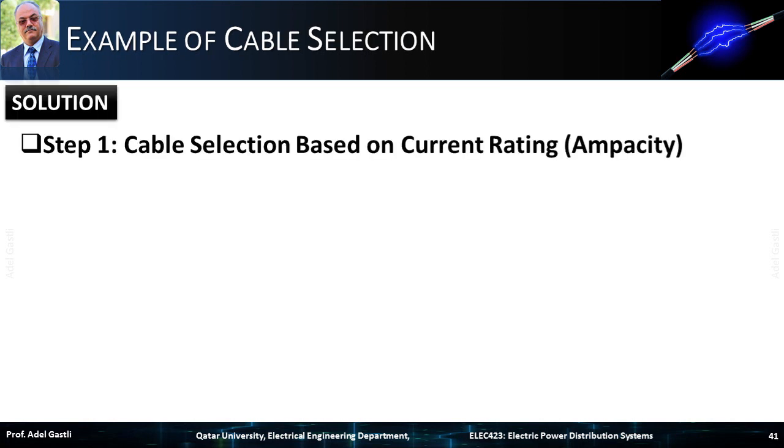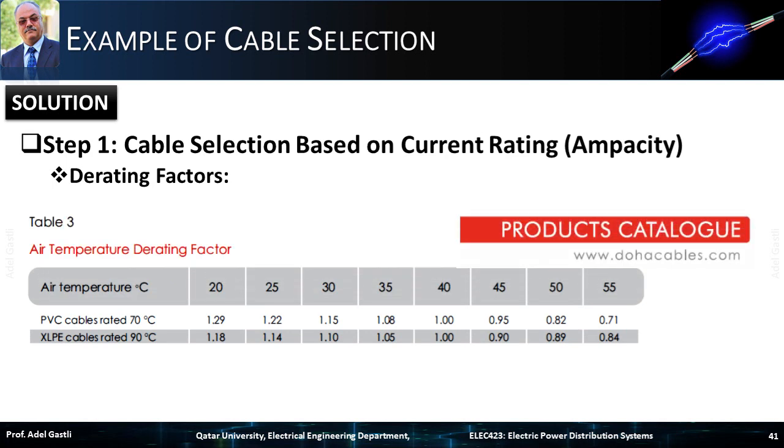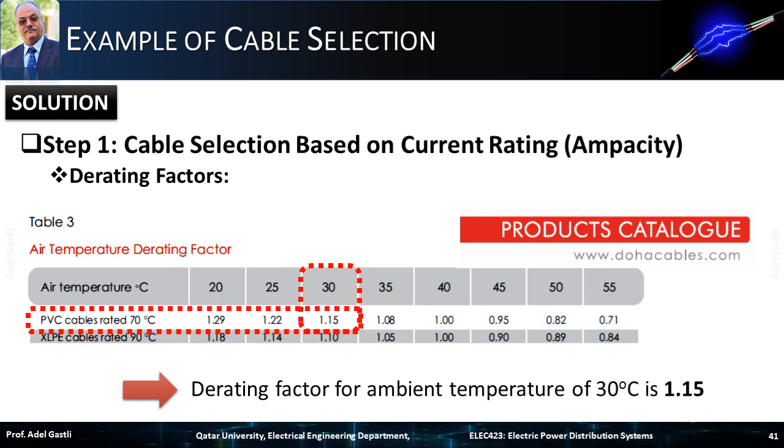Step 1, we start with cable selection based on current rating, or ampacity. Based on the given data on the cable, we can start by determining the individual derating factors and then calculate the total equivalent derating factor. We can start with the air temperature derating factor since we were told that the cable is laid on a tray in the air. For that, we can use the Doha Cables catalog, and search for the corresponding air temperature derating factor. We know that the cable is PVC insulated and that the air temperature is 30 degrees Celsius. Then the corresponding derating factor is 1.15.